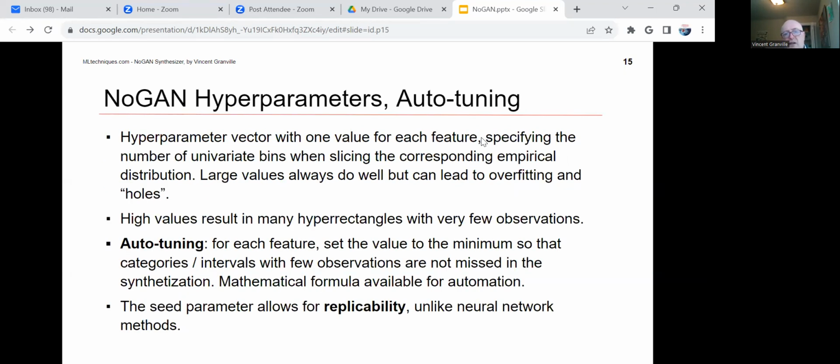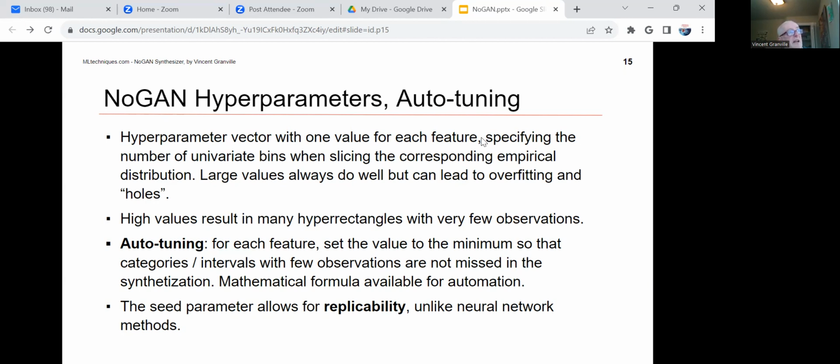Now, regarding the hyperparameters, I mentioned that there are some hyperparameters that are more intuitive and easier to fine-tune. Essentially, with the NoGAN technology, one of the first steps you want to do is, for each feature, to create a histogram to bin or slice the feature into a number of different slices, each one containing about the same number of observations. And the main hyperparameter here is, for each feature, how many slices you want.